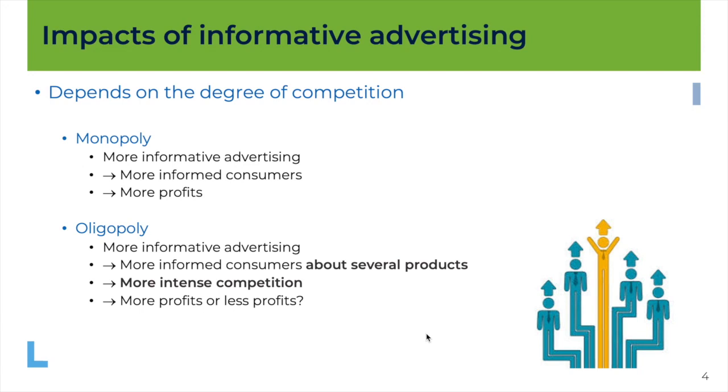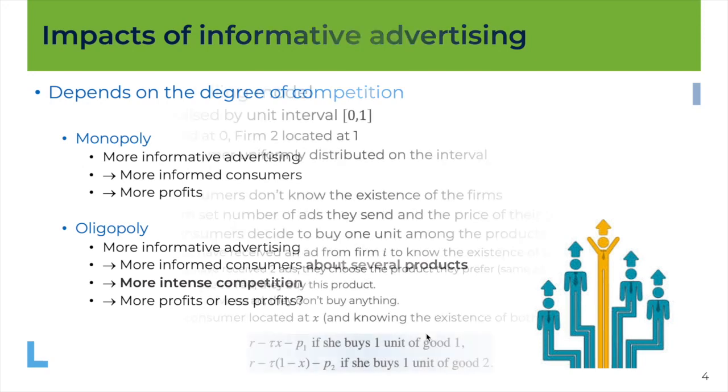But as we will see in our model, if competitors advertise to increase the information of consumers, consumers will know about the existence of several products, and this will lead to more competition. So the question is, what is the net effect? Will more informative advertising lead to more profits or less profits? This is what we want to analyze now.